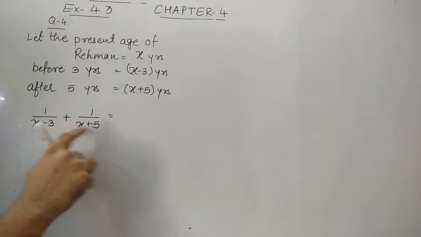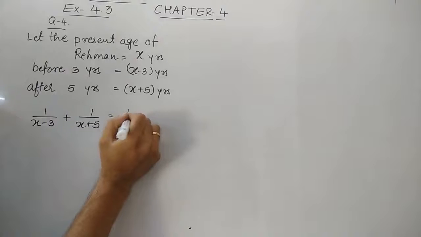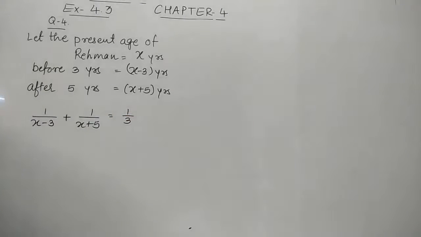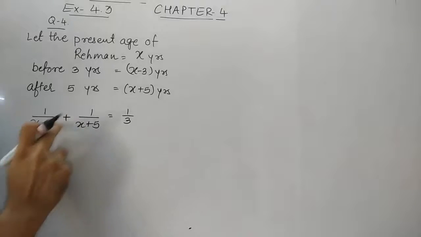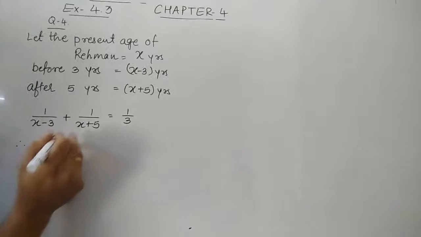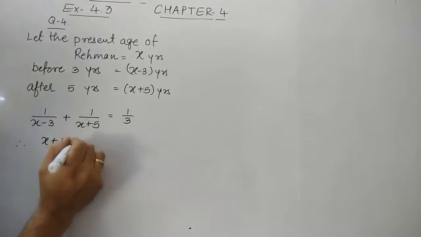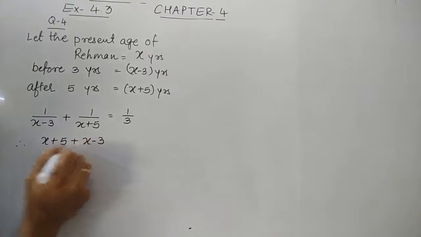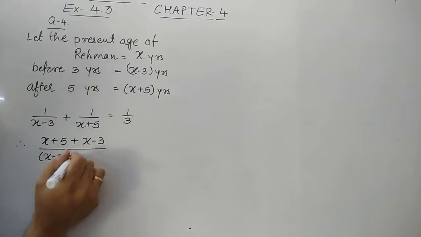The sum of the reciprocals of these ages is 1 upon 3. So now look here, it is the same as what we did in the previous question. Question 3 का second number जो किया था, it is almost the same. First we need to get this into the standard form by doing the cross multiplication or by taking the LCM. x plus 5 multiplied here, as the sign is plus, there is no need for a bracket, and x minus 3, x plus 5.